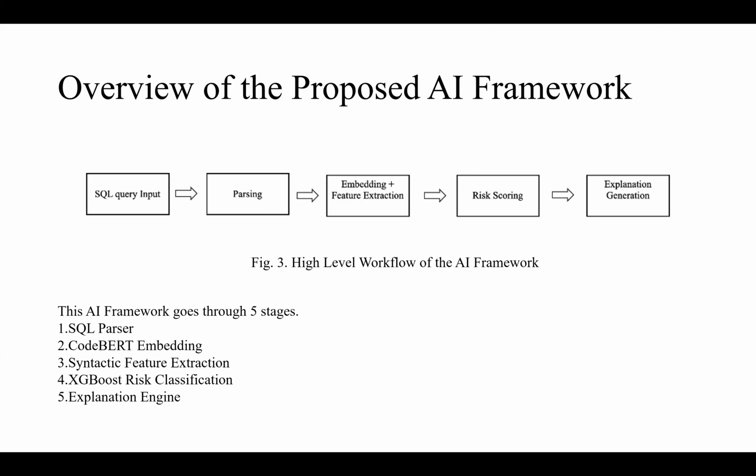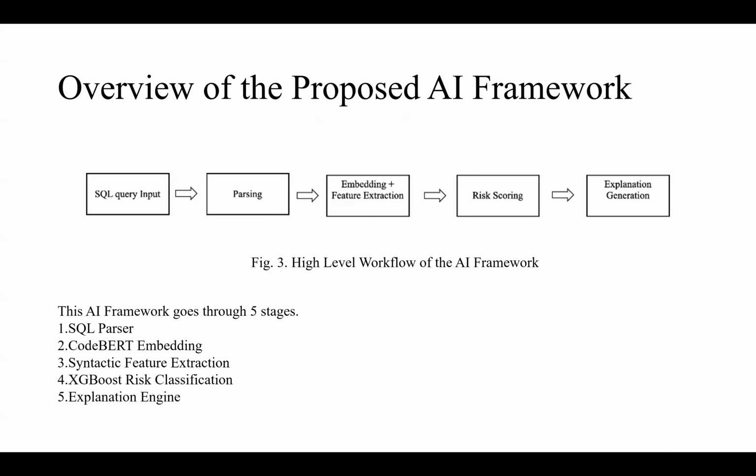This threshold can be tuned based on institutional policies, legal thresholds, or operational risk tolerance. And then we have the explanation engine. Blocking a query isn't helpful unless you explain why. So the final part of the system is the explanation engine.